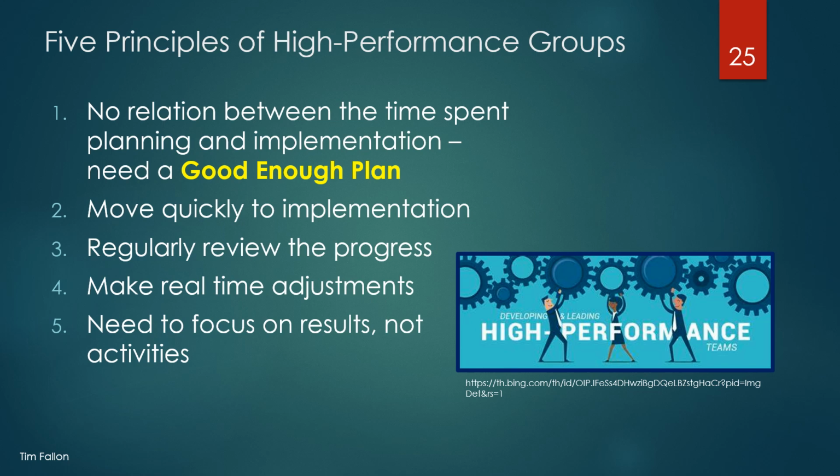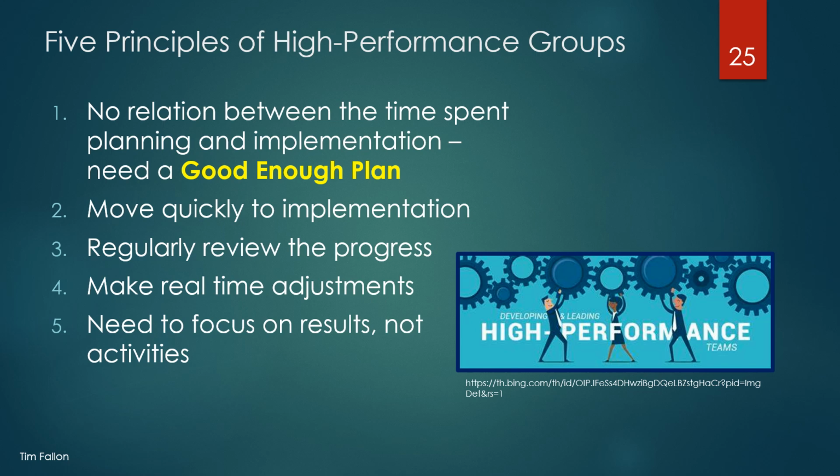It usually takes no more than a few hours of appropriately facilitated strategic planning and discussion to find a good enough plan in most organizations. 2. Once a good enough plan is identified, high performance groups moved quickly to implementation. 3. Both high and low performance groups regularly reviewed their progress, but low performance groups tended to embellish their results, also called result inflation. High performance groups were brutally honest with their evaluation data.